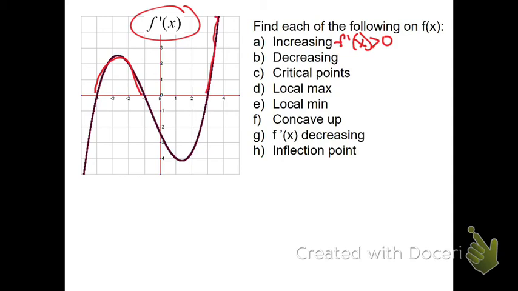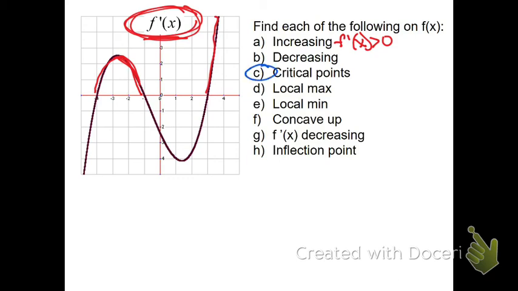Okay, that's f of x increasing. Now, does it look like it's increasing everywhere? No, and remember, that's because you cannot trust your eyeballs when they give you the derivative graph. You have to trust the definition. So f prime positive, and this is an f prime graph. That means height is positive. Okay? I'm going to skip to part C.